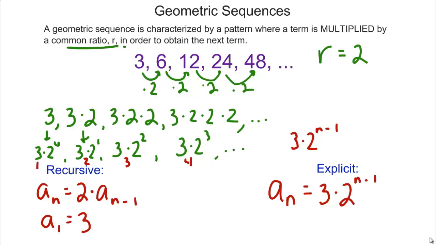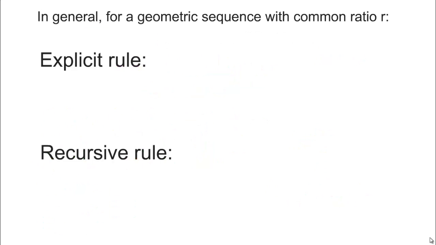Let's state this in general. If we have a geometric sequence with common ratio r, our explicit rule is going to be our first term times our common ratio to the n minus first power. Hopefully you saw that from the pattern on the previous slide. We're always just starting with our first term and then multiplying by r some number of times. That number of times is 1 less than the term number we want.